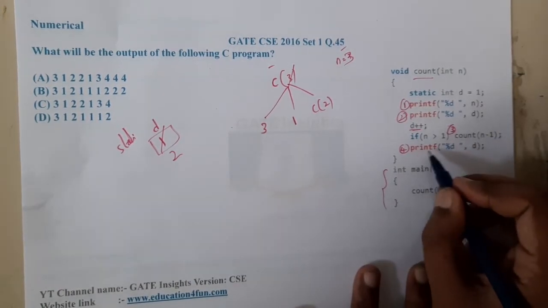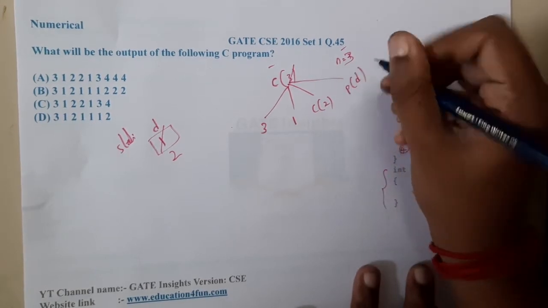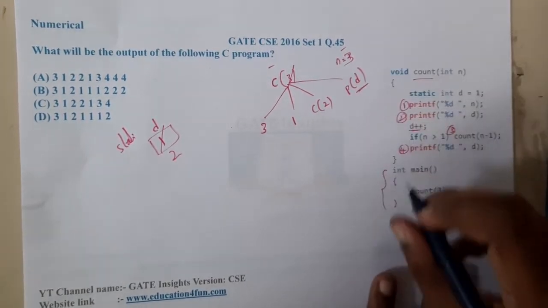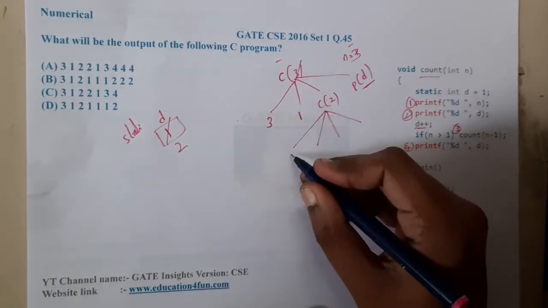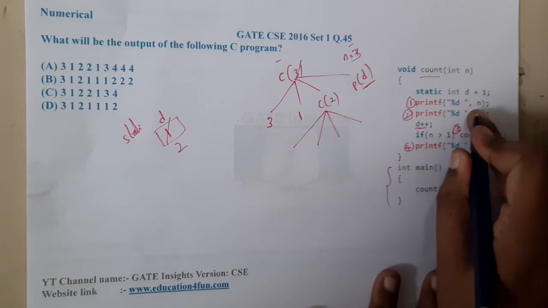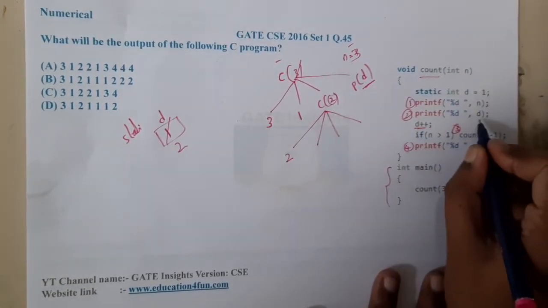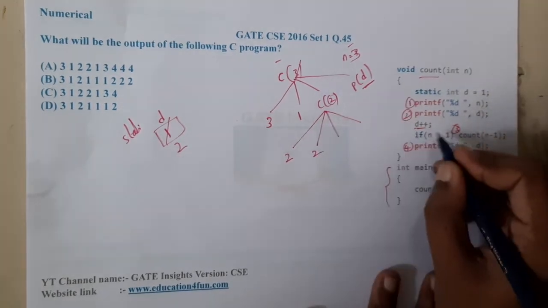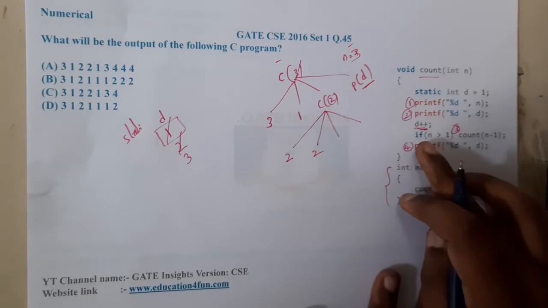Again you are printing the value of d. Let us write it in this way, because it is a static variable. Here also you will have four steps. The first step is printing the value of n. What is the value of n in this case? It is 2. What is the value of d? It is also 2. What will be the result if you do d plus plus? It will be 3.